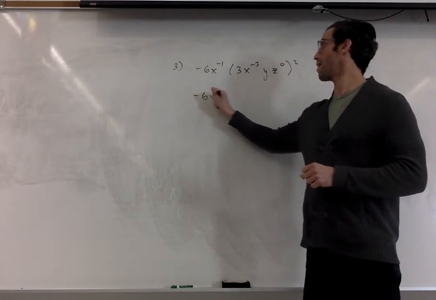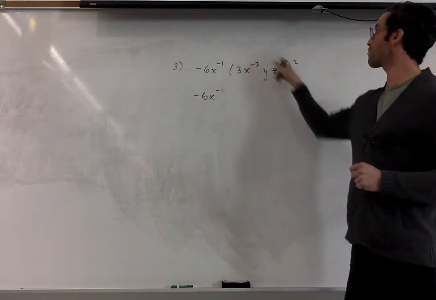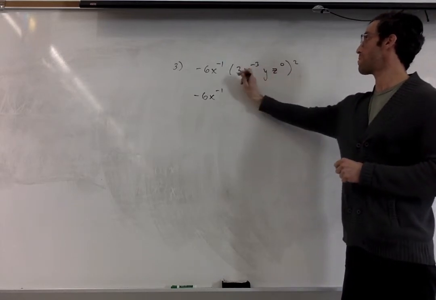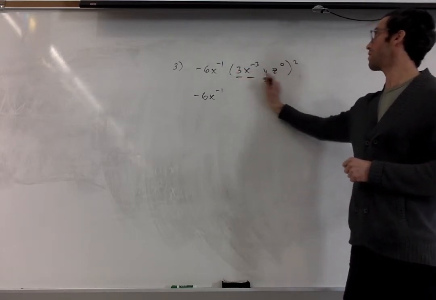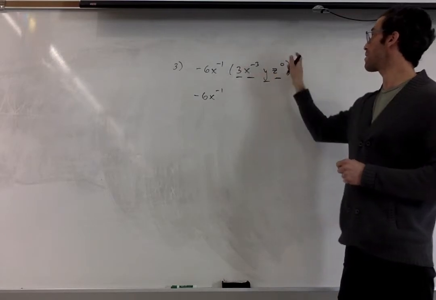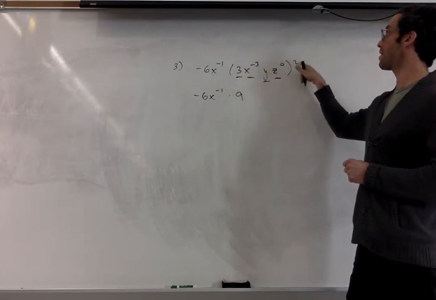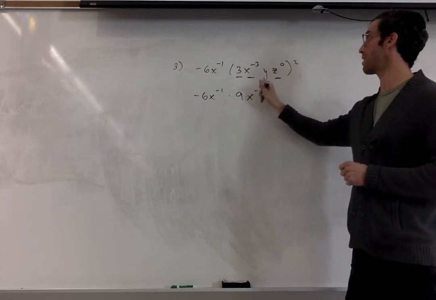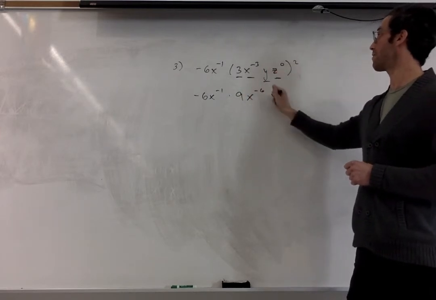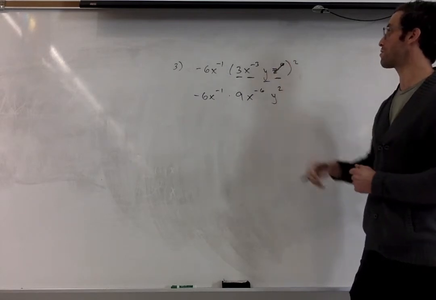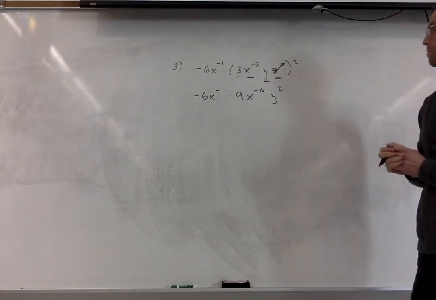All right, so I'm just going to carry this down. I'm going to raise all this to the second. There's no adding or subtracting, so I can just make sure I distribute and raise every factor to the second power. 3 to the second is 9. X to the negative third to the second, we multiply exponents. We get negative 6. Y to the second, right? And then z to the 0, that's just 1, right? So this just goes away. Just times 1, it's gone.